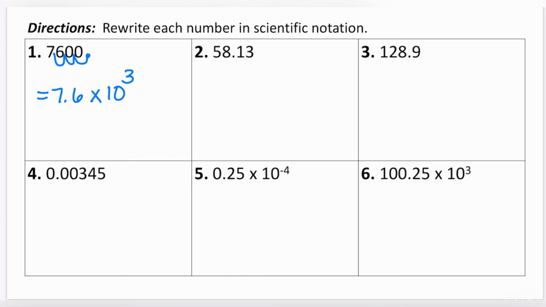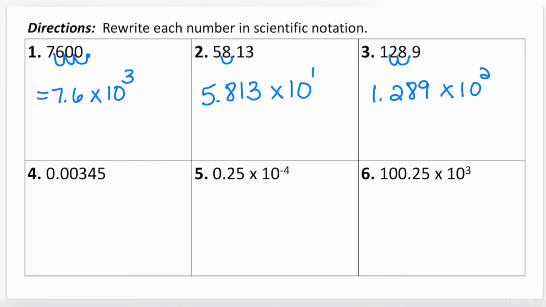Let's take a look at number 2, 58.13. Right now, I have 2 numbers in front of the decimal point. I'm only supposed to have 1. So I'm going to move the decimal point to the left 1 time. So that becomes 5.813 times 10 to the 1 power. In number 3, I have the number 128.9. I need to move the decimal point to the left 2 times. So this becomes 1.289 times 10 to the second power.